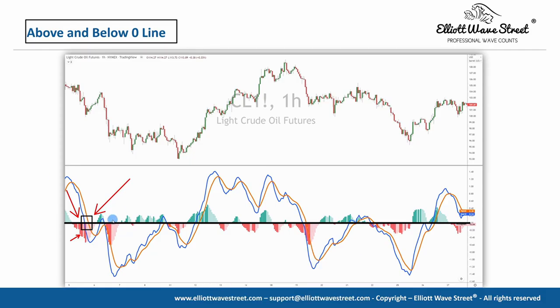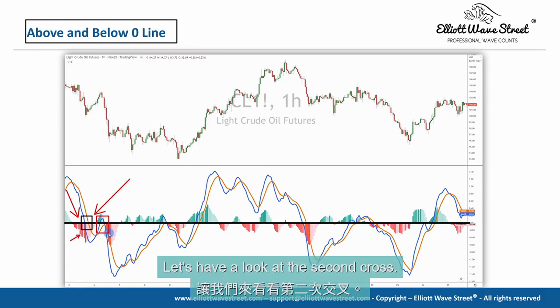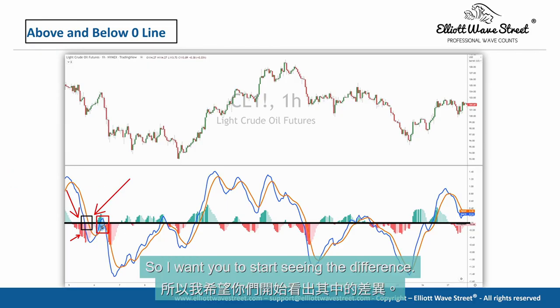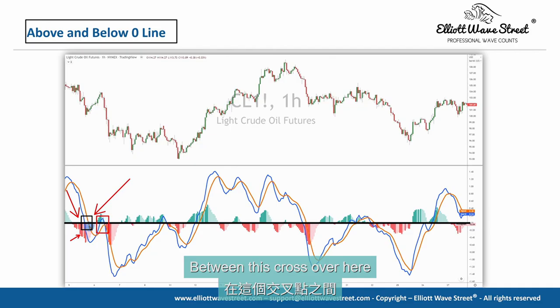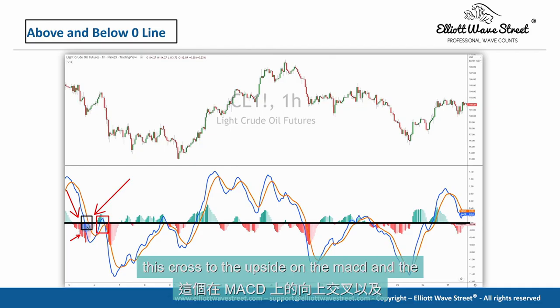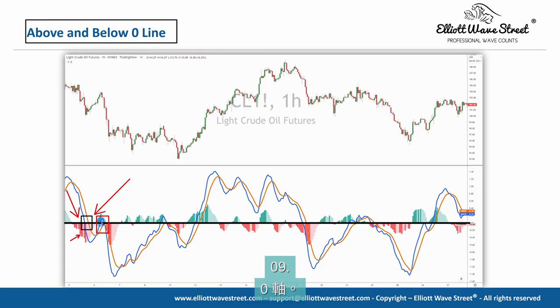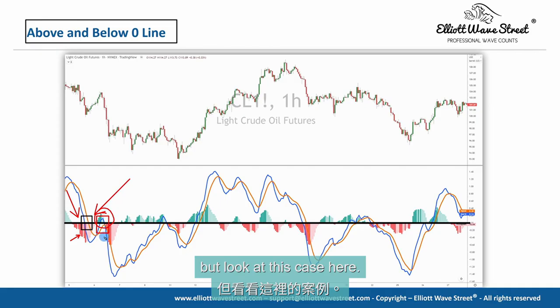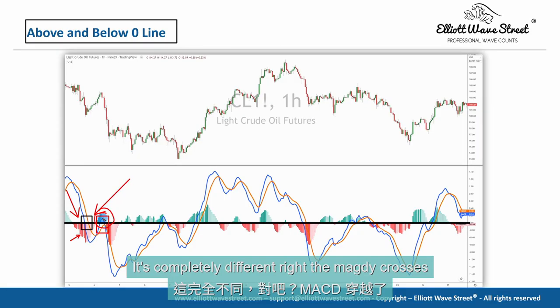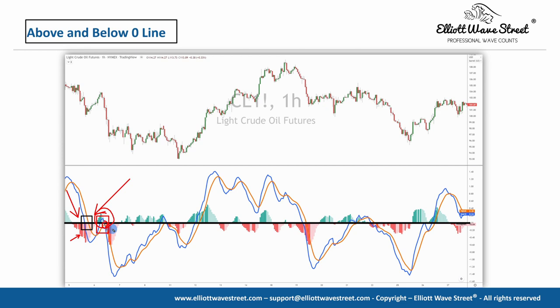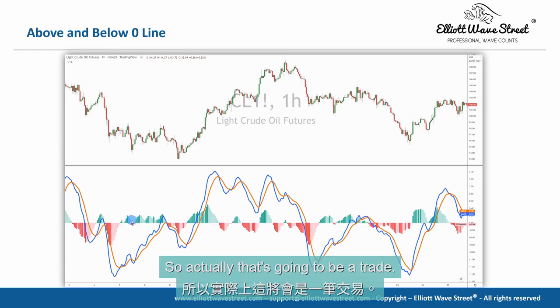Let's have a look at the second cross of the zero line right here. I want you to start seeing the difference between this cross to the upside on the MACD and the signal line, and the first case. In the first case, the MACD crosses the zero line without hooking, without reversing. But look at this case here. It's completely different. The MACD crosses the zero line and immediately reverses and crosses down the signal line. So actually, that's going to be a trade. That's going to be one of the trade setups that we are going to discuss tonight.